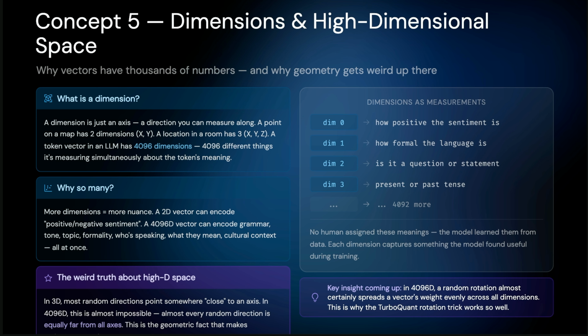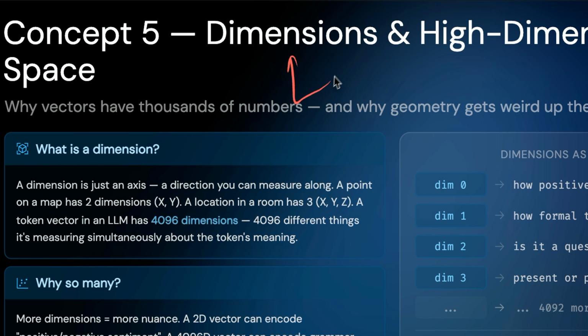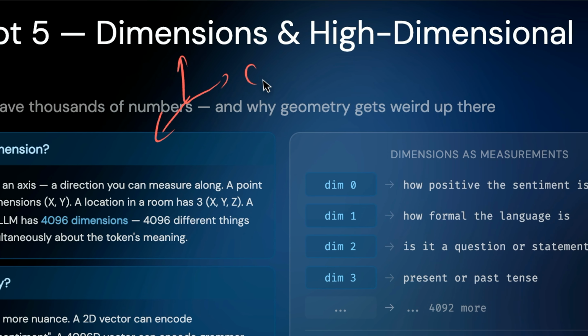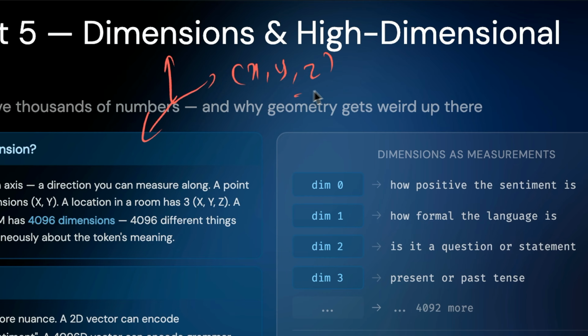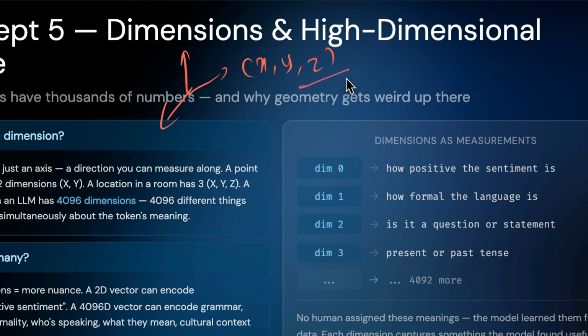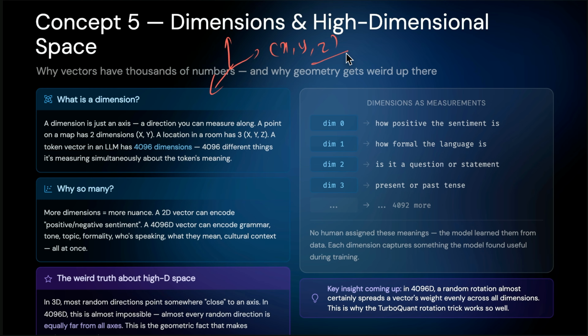Let's say a point on a map has two dimensions, right? X comma y. Similarly, a point in a room has three dimensions, right? So we can represent a point in a room as something like X, Y, and Z. Similarly, a token vector in an LLM has 4096 dimensions. Now 4096 dimensions is not a fixed number. It depends on the model.